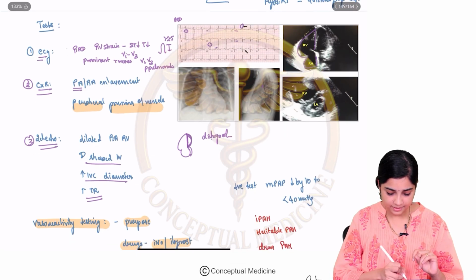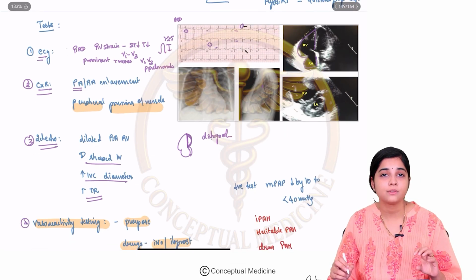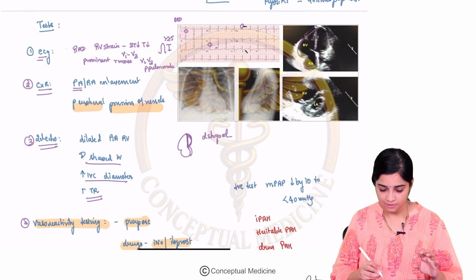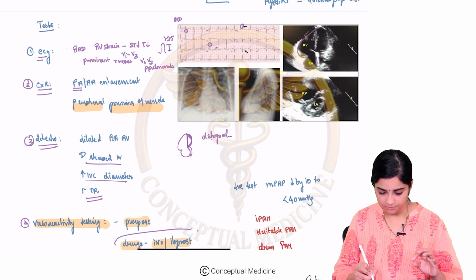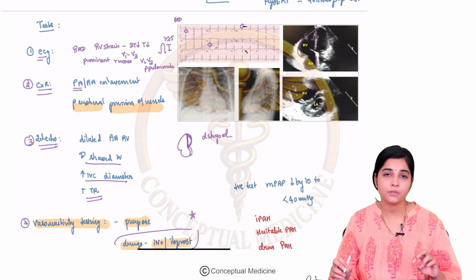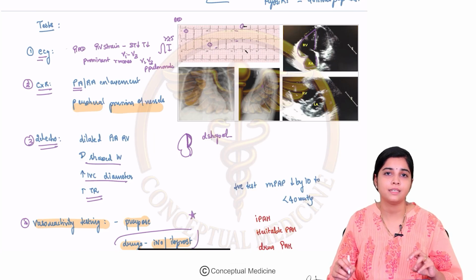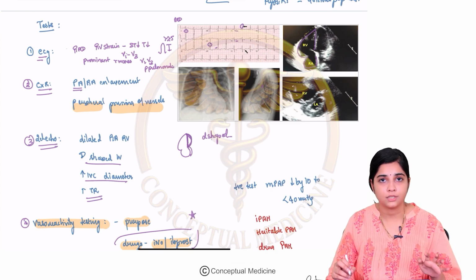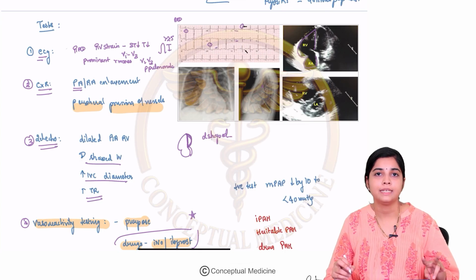Then the next test that we do is something called vasoreactivity testing. What do we do in this vasoreactivity testing? We give IV iloprost. Iloprost is basically a prostacyclin analog. We have learnt that prostacyclins are basically drugs which help in vasodilatation.